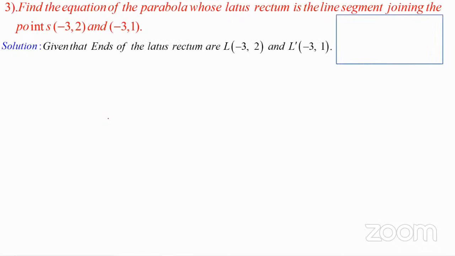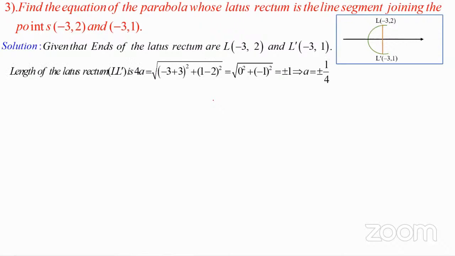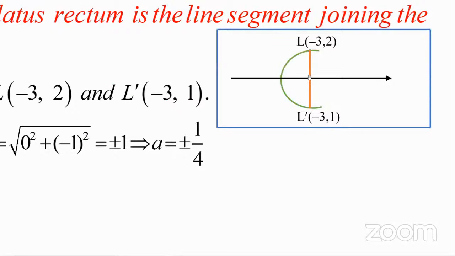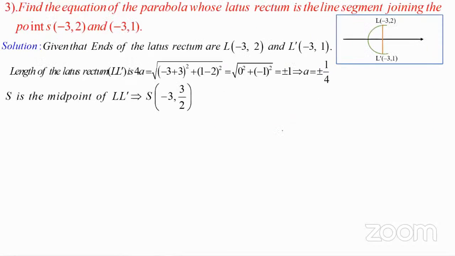Okay. Now next problem. Find the equation of the parabola whose latus rectum is the line segment joining the points. So we have to find the equation of the parabola from the line segment of a latus rectum. That is nothing but a parabola like this. Observe this one, students. These two are the end points of the latus rectum.